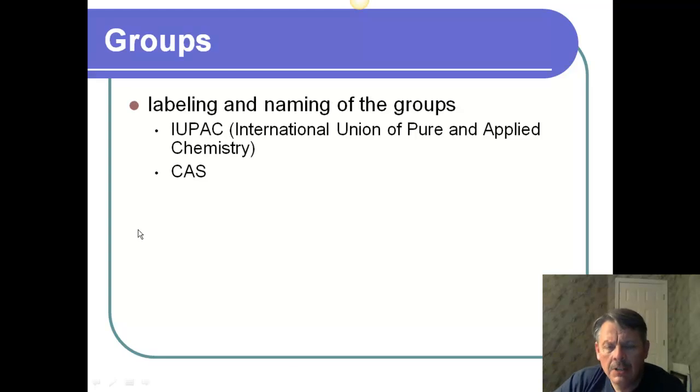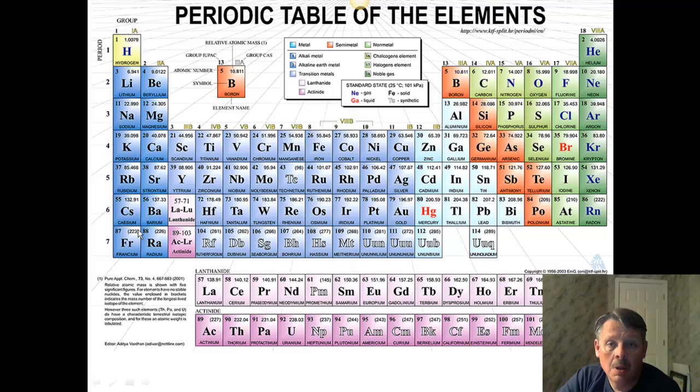So let's look at some groups. We label and name the groups. Specifically, the IUPAC has some labels and CAS has some labels, but I just want you to be familiar with them. Notice up here above our group, we have the number 1. Above this column, and above this column, we have the column number 2. And above here, we have a 3, and above here, we have a 4. We can do this all the way out until we get way to the right where we have a total of 18. Remember we talked about 18 columns? That is one way to label our columns. That's the IUPAC way of labeling our columns.